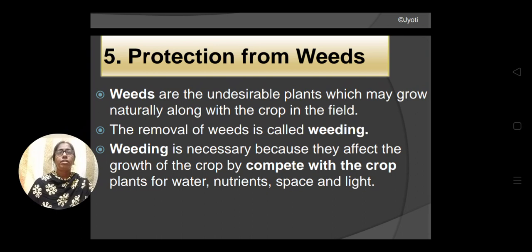So why are these weeds to be removed? These weeds are removed by a process called weeding. The removal of the weeds from the field is called weeding. And why is weeding necessary? Because when the weeds grow along with the crops, it affects the growth of the crop, because they compete with the crops for water, nutrients, space and light. That's why weeding is very much essential.